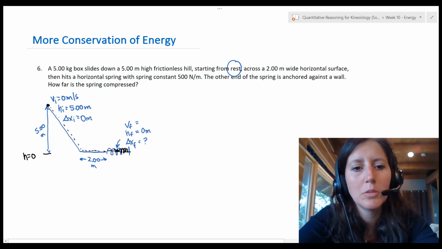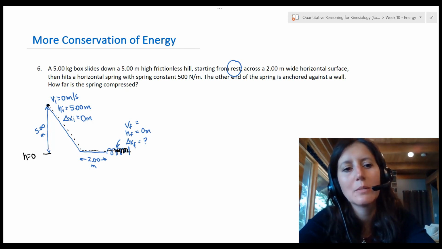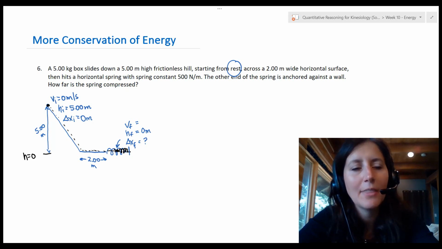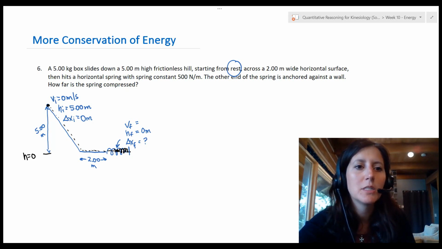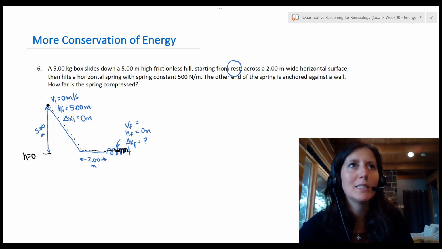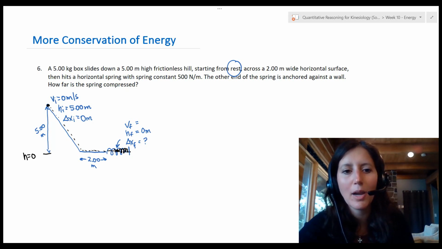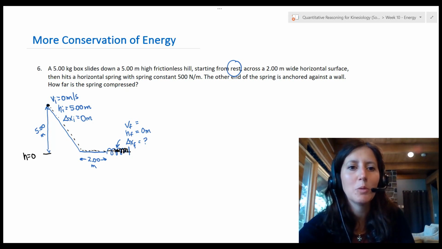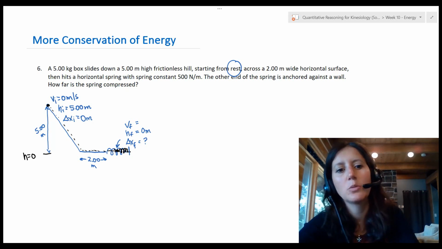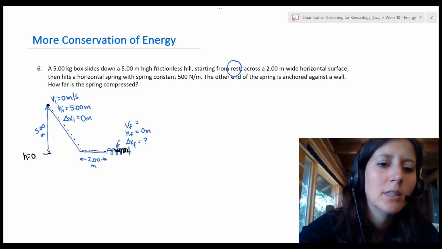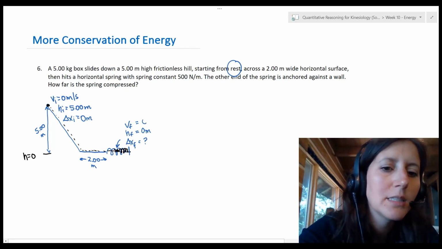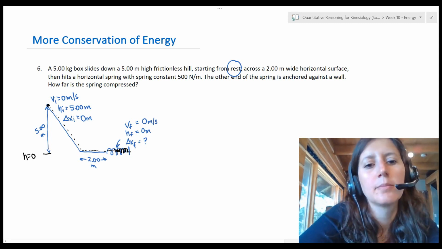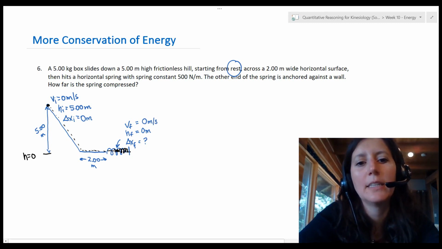And then what about V final? How fast is that box moving when it compresses the spring to its maximum compression? At the moment that the spring gets compressed all the way as much as it can possibly be compressed, the box has stopped moving. Because if it was still moving, then the spring would still be getting compressed. So at the spring's maximum compression, the box has come to a stop for one small moment, and then the box will fly out again in the opposite direction. But for that moment when the spring has reached its maximum compression, the velocity of the box is 0 meters per second. Okay, so now we know all the initial and the final values.